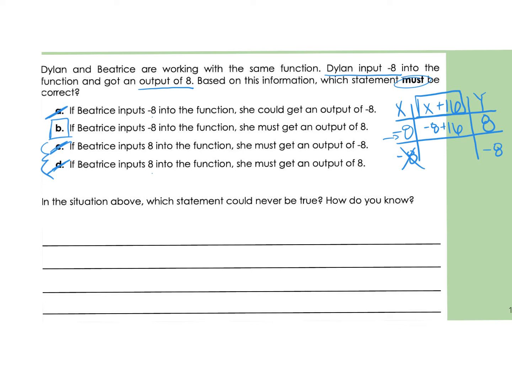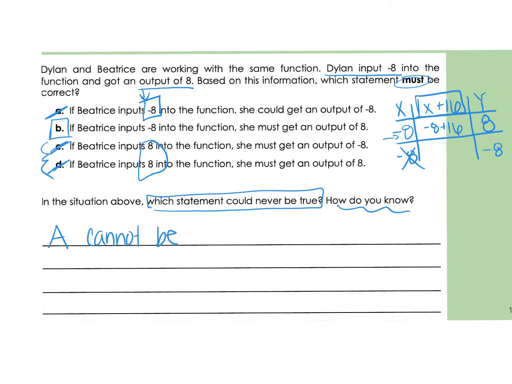Second part, in the situation above, which statement could never be true? How do you know? Which statement could never be true? Okay, well, I know for sure that I cannot have any X's repeating. So this right here can never be true. These, maybe my rule is wrong. Maybe they're doing some other crazy magical math where 8's going to give you negative 8. They're not going to add 16 to it. We don't necessarily know, but we know for sure you cannot have any X values repeating. So the one that cannot be true is A.